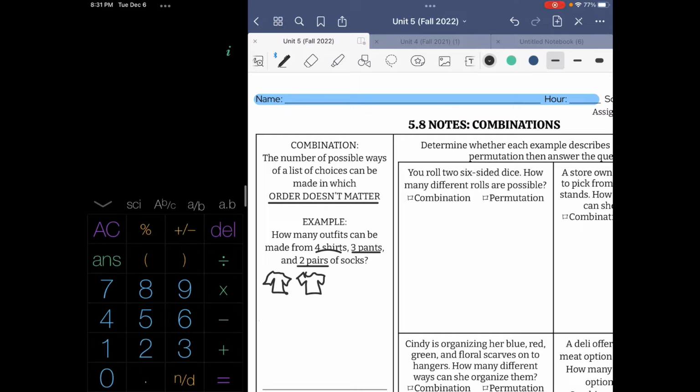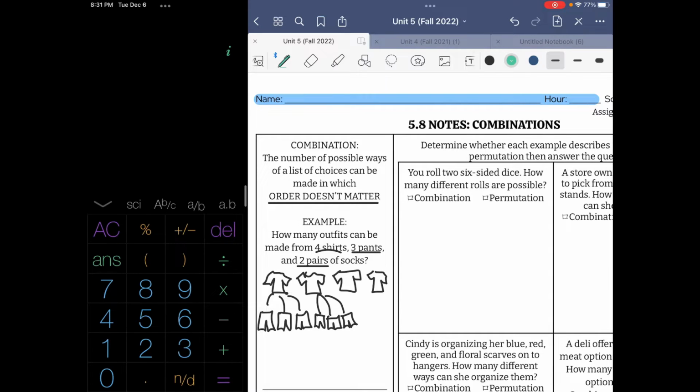Okay, so you've got your 4 shirts. And then each shirt, you could pick any of the pairs of pants. So you could pick this pair of pants, this pair of pants, or this pair of pants. And then the same thing. Pants, pants, pants. And I'm going to go ahead and just do it for these first two. I would have to do the same thing for the other two as well. It's just going to get really tiring drawing the whole thing.